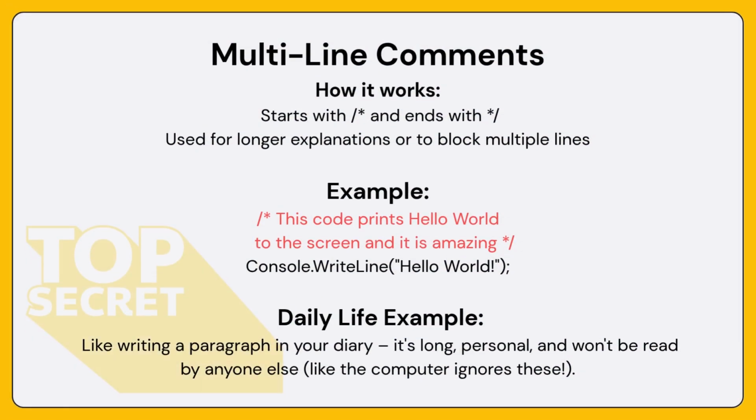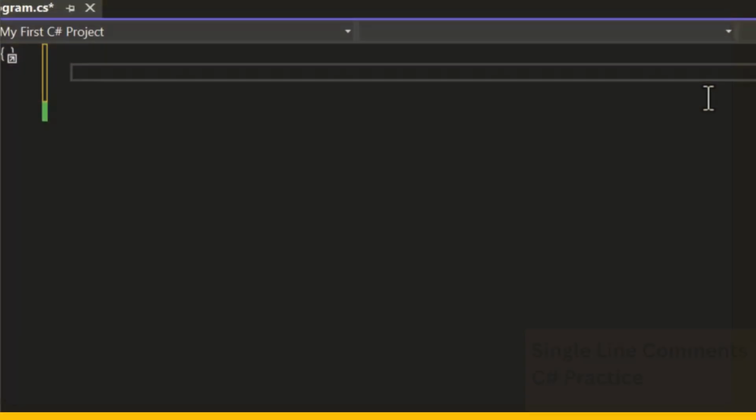Now for the bigger stories: multi-line comments. Wrap your lengthy explanations or even blocks of code between /* and */. It's like writing a whole paragraph about your code, perfect for detailed descriptions or temporarily disabling sections. So what's the rule? Use double slashes for quick notes and /* and */ for the bigger stuff. Comments don't change how your code runs, they just make it easier for you and others to understand.